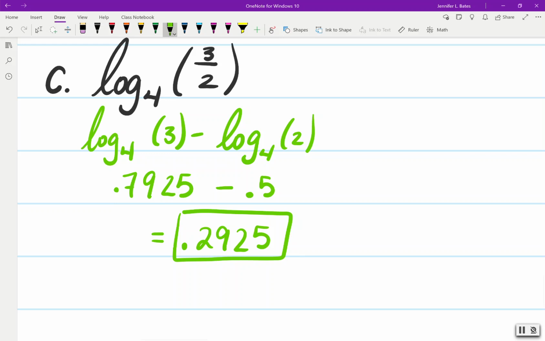So the first thing we do is we say, okay, I have two pieces in the argument that are getting divided. I know from log property 2, if I want to expand this, I'm going to write it with two logs that are being subtracted. So I rewrote this as log base 4 of 3 minus log base 4 of 2. Then I substituted in the two pieces of information that they gave me. So I said 0.7925 minus 0.5, and that is equal to 0.2925.